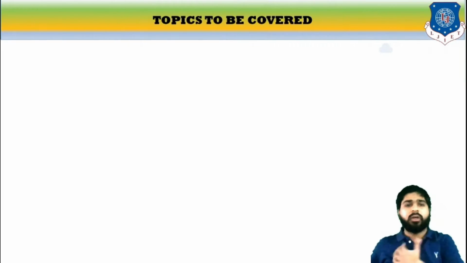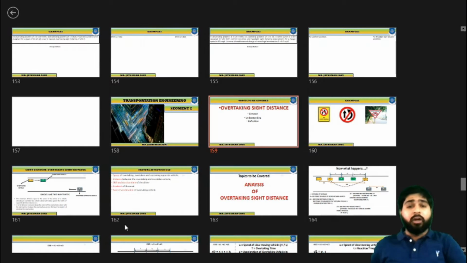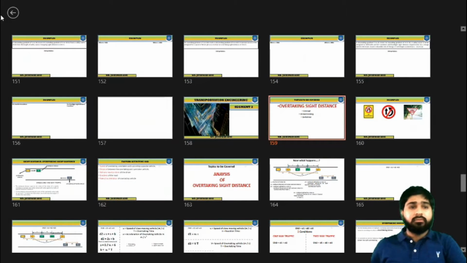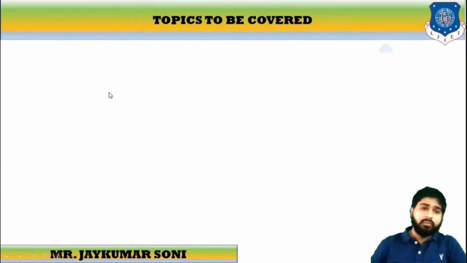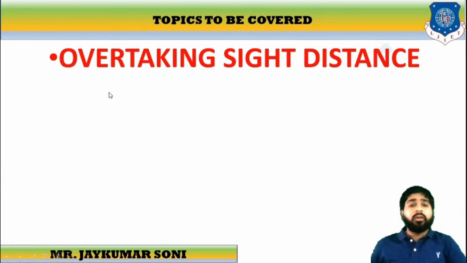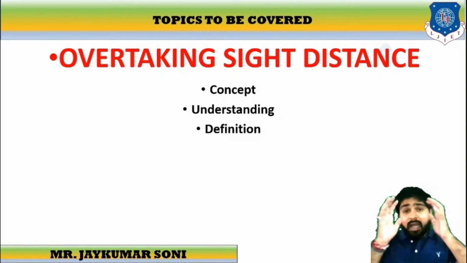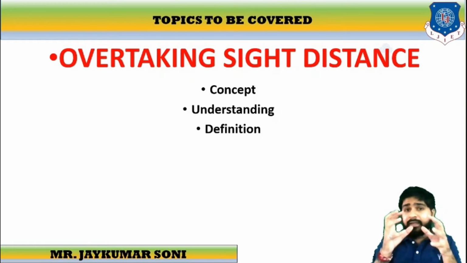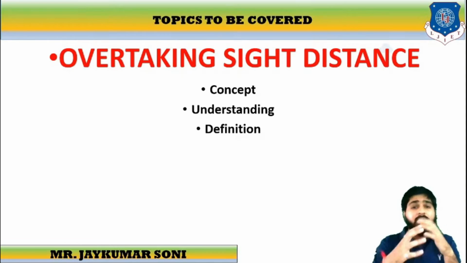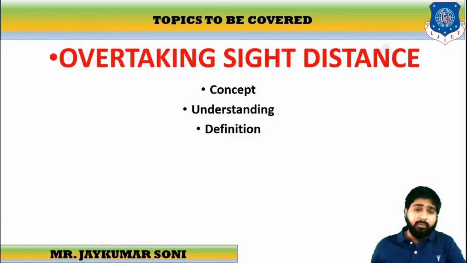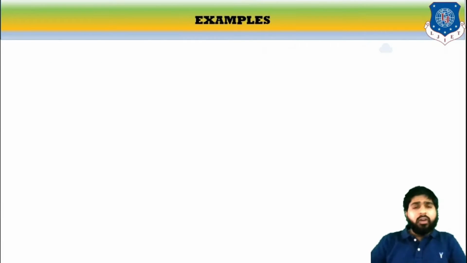This is segment number 2, and what we are going to cover in this particular topic is the topic of overtaking sight distance, in which we are going to cover the concept of overtaking sight distance, then the understanding of overtaking sight distance, definition of overtaking sight distance. I will try to explain in detail what it means by overtaking sight distance designing when we are discussing highway geometric design.